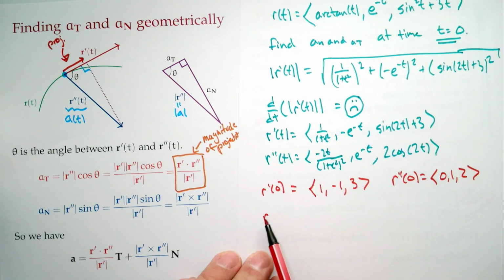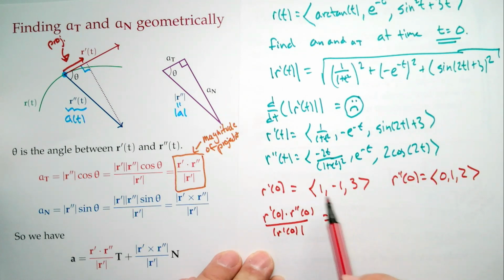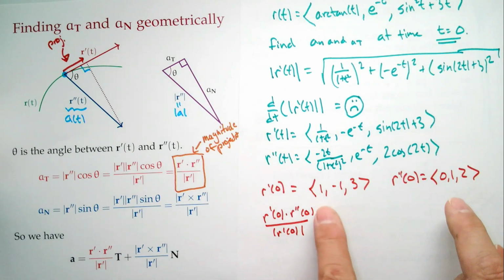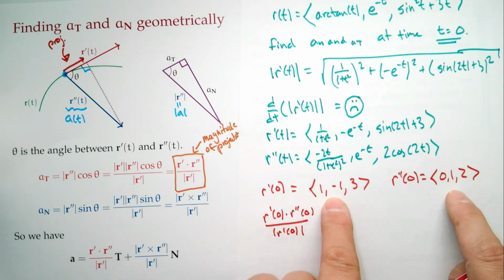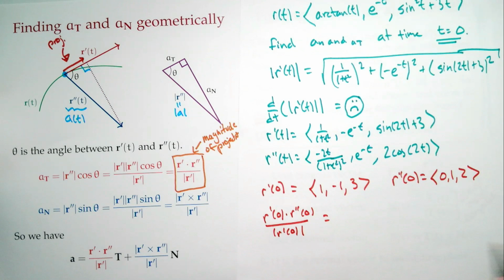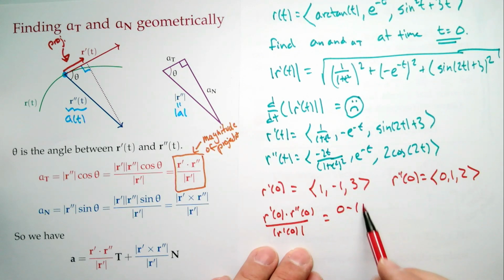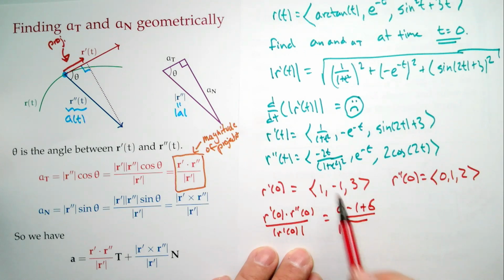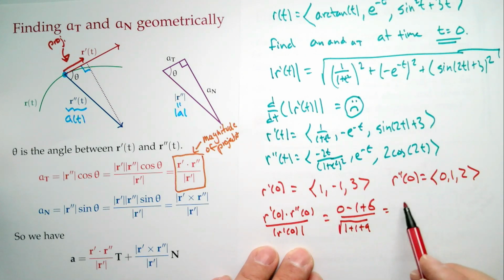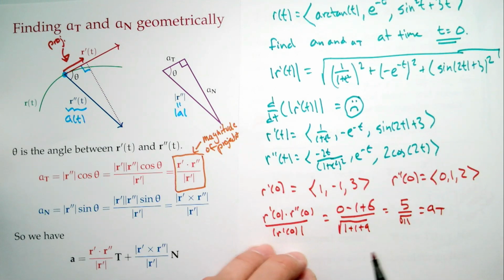So now, the rest of your computations just involve very simple things. So I can take, for a sub t, r prime of 0 dot r double prime of 0, over the magnitude of r prime of 0. Well, if I take the dot product upstairs, that's 0 minus 1 plus 6. And if you add those up, you're going to end up with 5. Downstairs, take the magnitude of r prime. It's 1 plus 9. So you end up with 5 over square root 11. There's your a sub t.